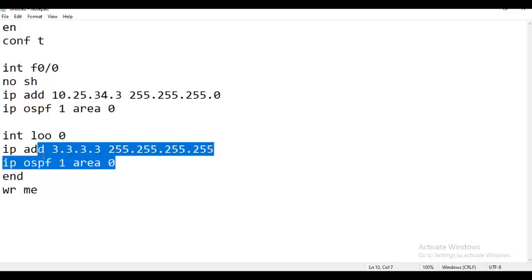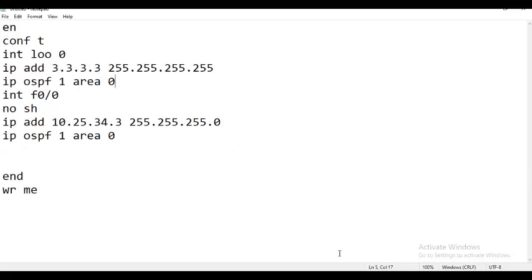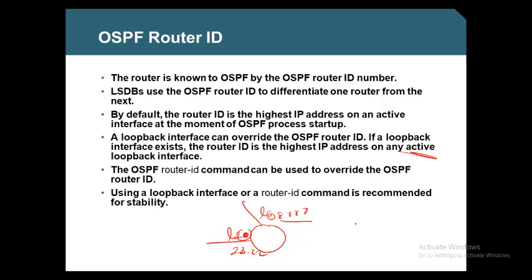Now let's say you got FastEthernet 0/0 with 192.168.0.1, and this has become the router ID. This has already become the router ID. Now I would like to configure a router ID manually. What is the procedure? This is already a router ID, but for some reason you would like to configure 11.11.11.11 as the router ID on this router.